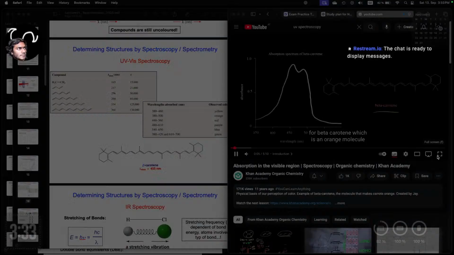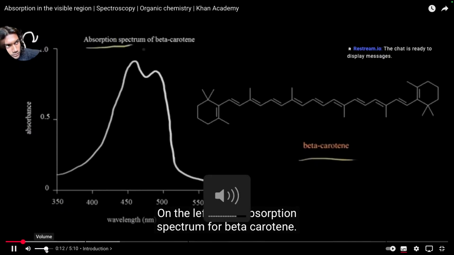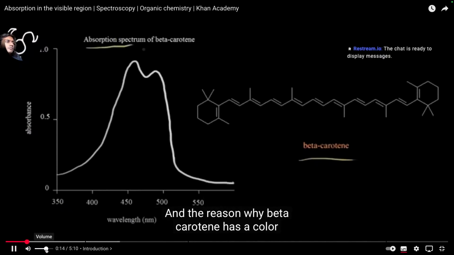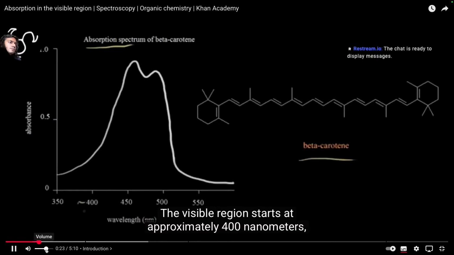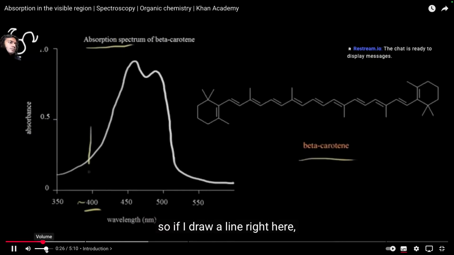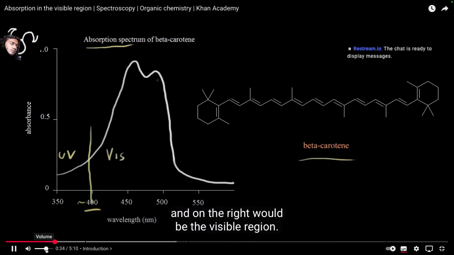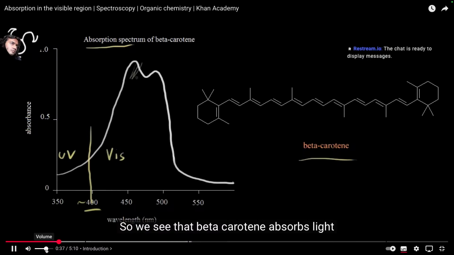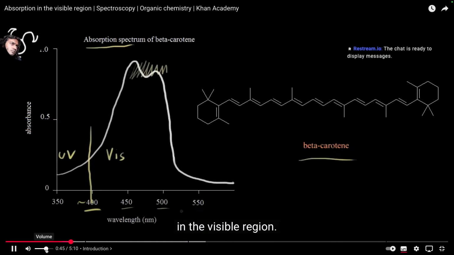Which is an orange molecule that's responsible for the color of carrots. On the left is the absorption spectrum for beta carotene. And the reason why beta carotene has a color is because it absorbs light in the visible region of the electromagnetic spectrum. The visible region starts at approximately 400 nanometers. So if I draw a line right here, to the left of that line would be the ultraviolet, the UV region of the electromagnetic spectrum, and on the right would be the visible region. So we see that beta carotene absorbs light with wavelengths of approximately 450 to 500 nanometers, and it absorbs strongly in the visible region.